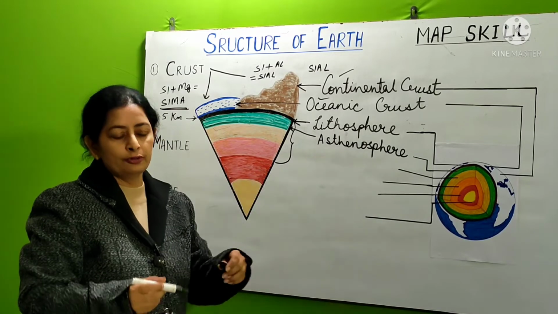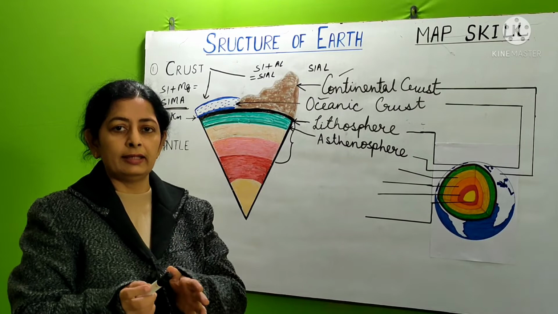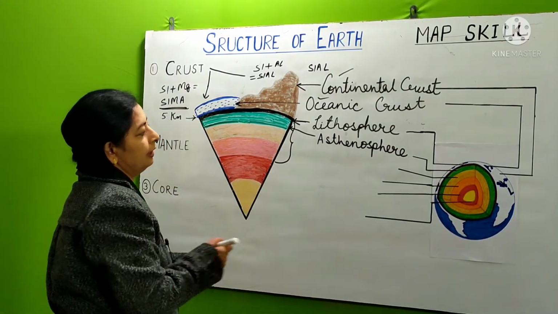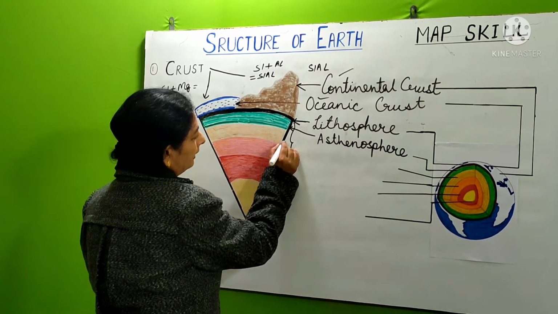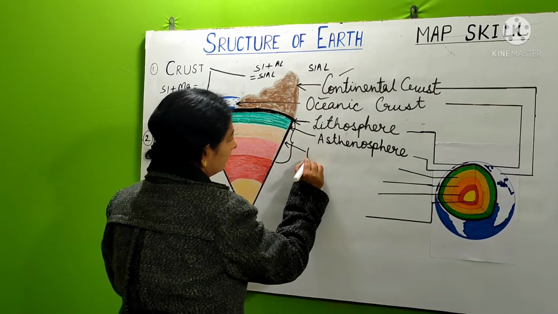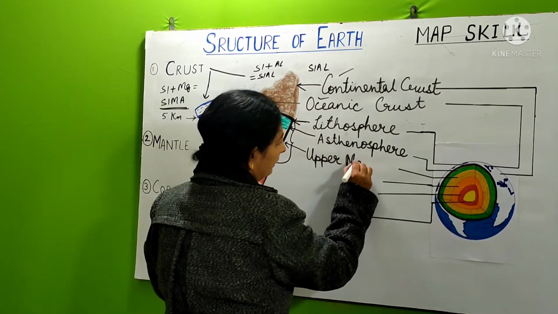This layer shows that the material are now different. Means the density of the rocks and temperature is also different after this. This is just a way you can mark. The next layer is the upper mantle. Upper mantle.